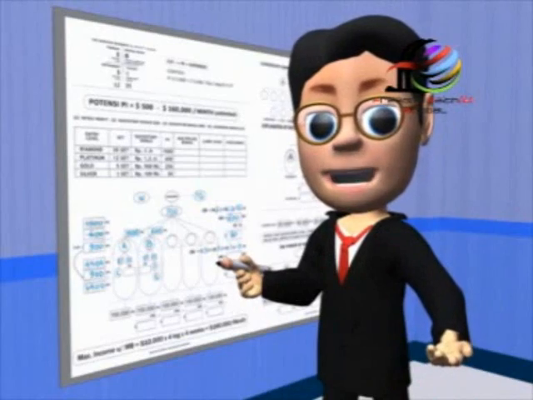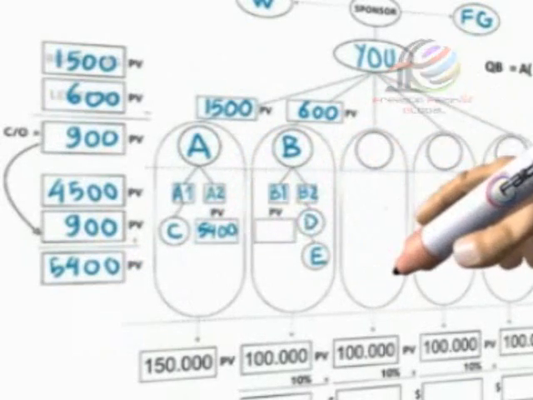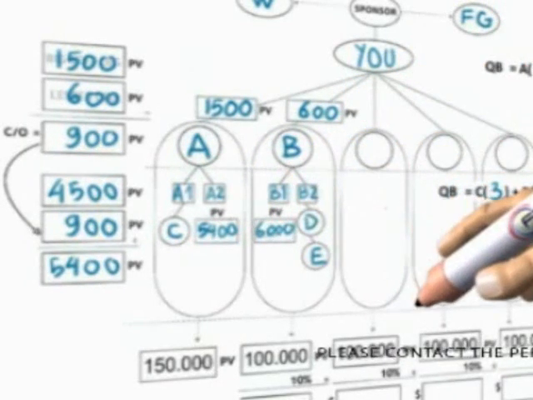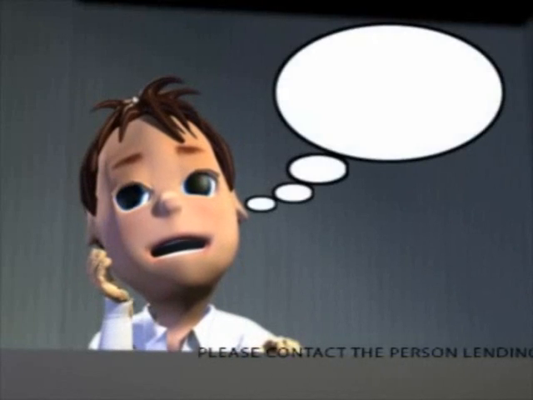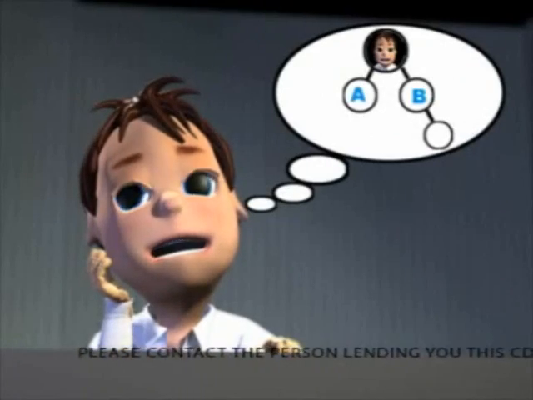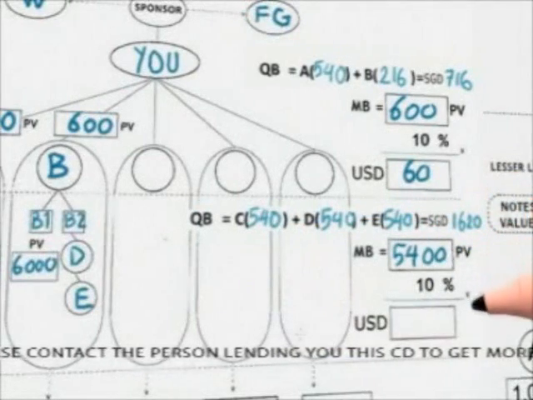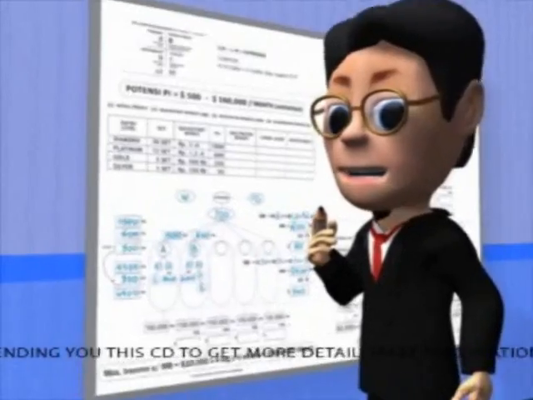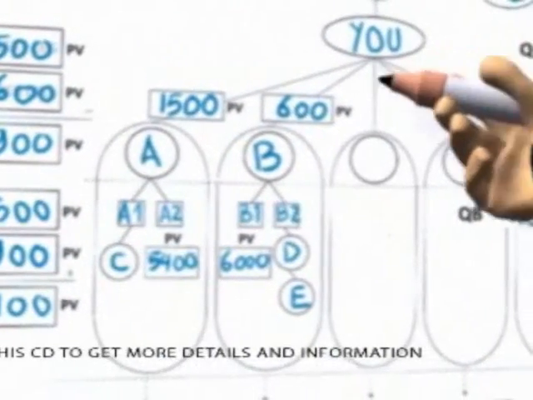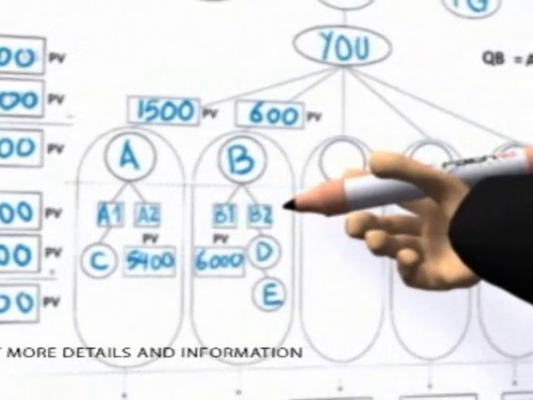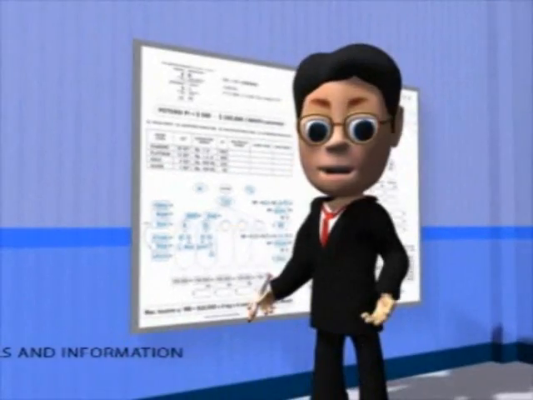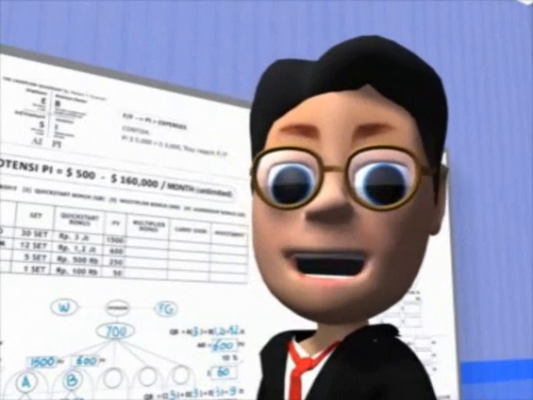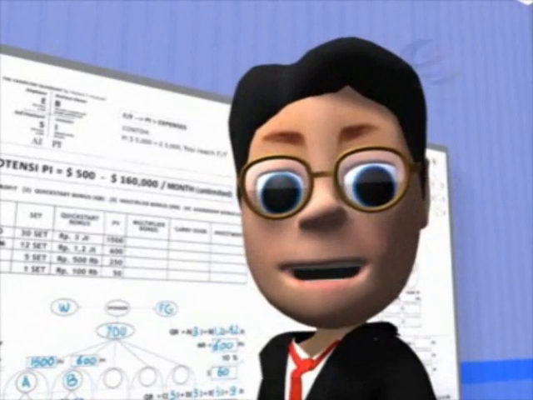under your A group. And under your B group, there are 4 transactions times 1,500 PV equals 6,000 PV. Now remember, the formula is 10% from the lesser legs. Therefore, you will get 10% times 5,400 PV equals 540 US dollars, along with the 1,620 Singapore dollars. You may notice that whether you know A1, A2, B1 or B2 or not, it does not matter. All of their bonus calculations are included in your group.